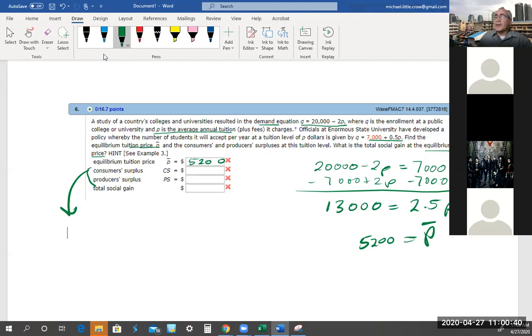Can we see how to do it with the calculator though? Yeah, you just find the intersection between these two. No, I mean the consumer surplus part. Oh, sure, sure. Yeah, I wouldn't do that without it.